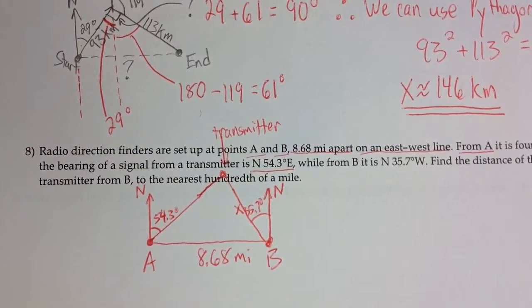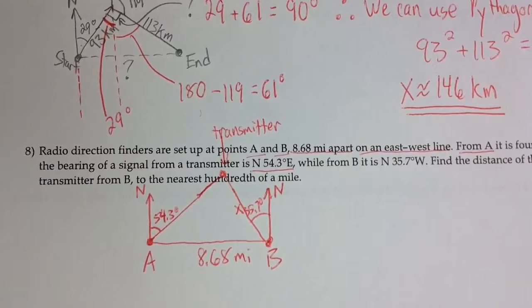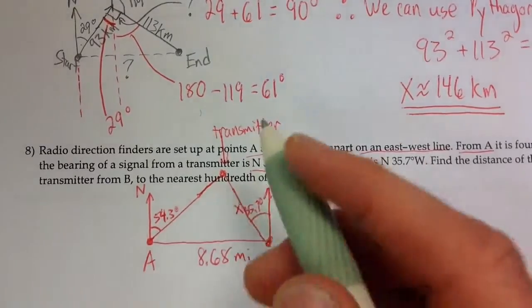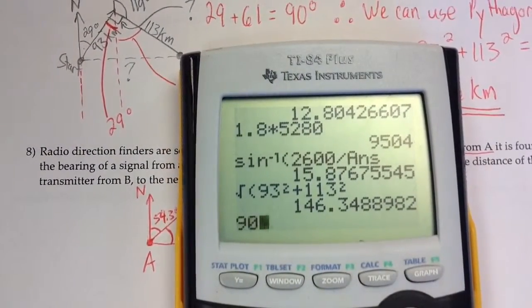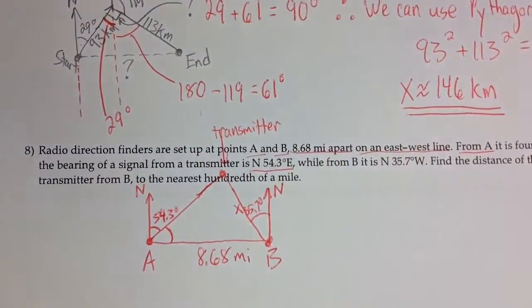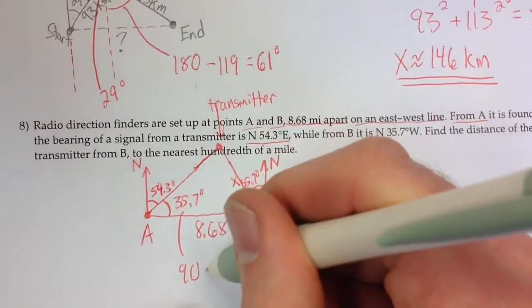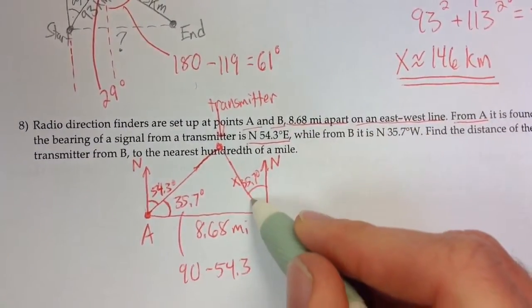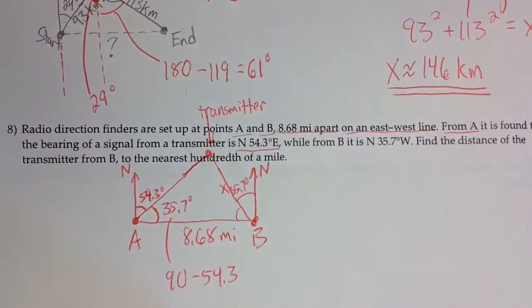Okay, I've got one side of a triangle. I need at least one other side, I think I'm going to fail in that effort, or an angle. Let's try the angle approach. If this is 54.3, what's this? 90 minus, the complement of that. Very good. 90 minus 54.3, 35.7. Okay. Do the same thing over here. 90 minus 35.7. No surprise, it's 54.3.